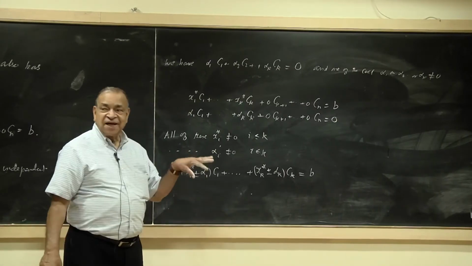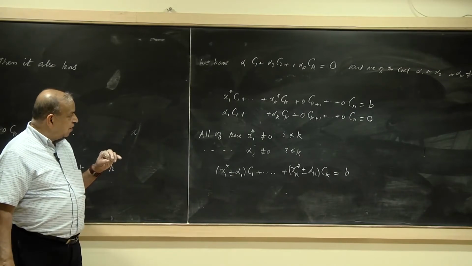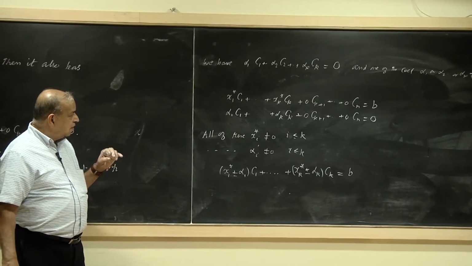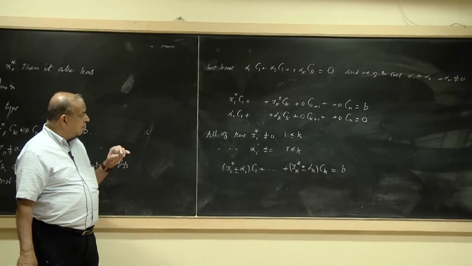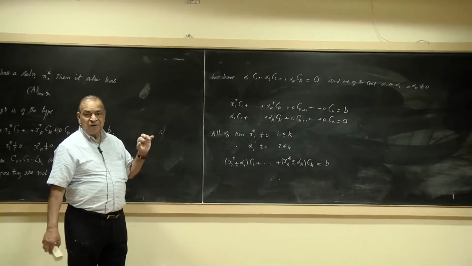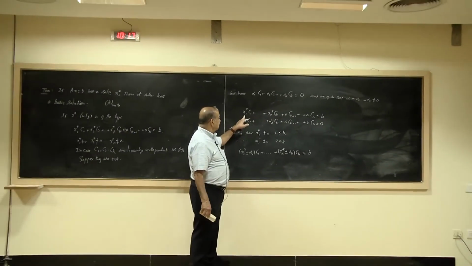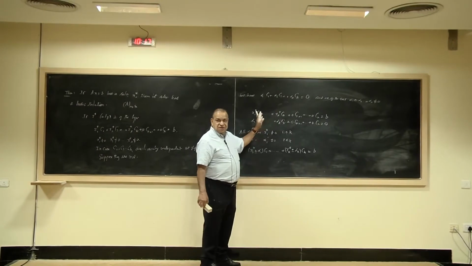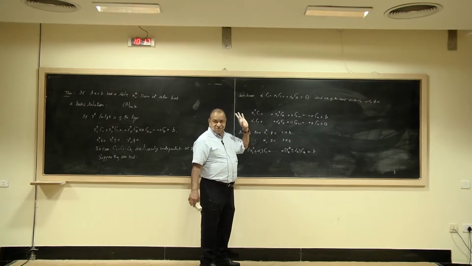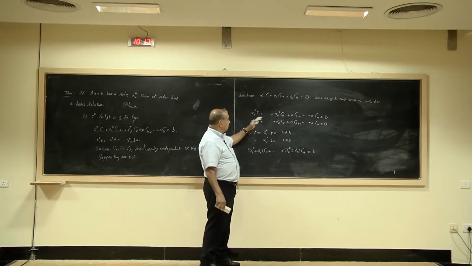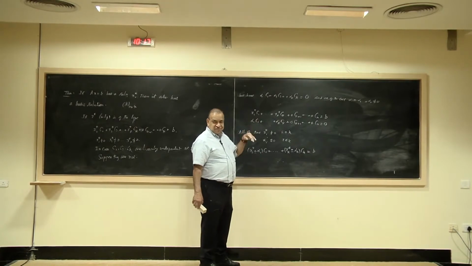So what is the thing which I can now do? There are several possibilities. One possibility is that some one of these, x1 star through xk star, is positive, or they are all negative. Either some one of them is positive or they are all negative.